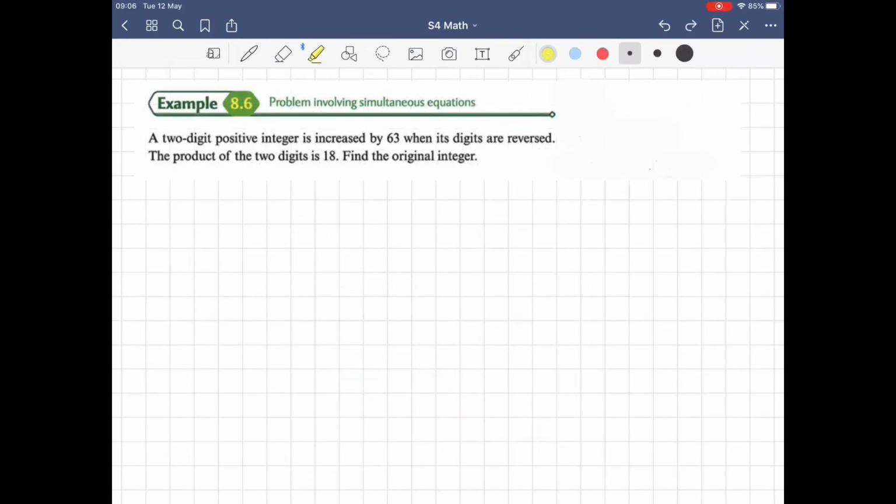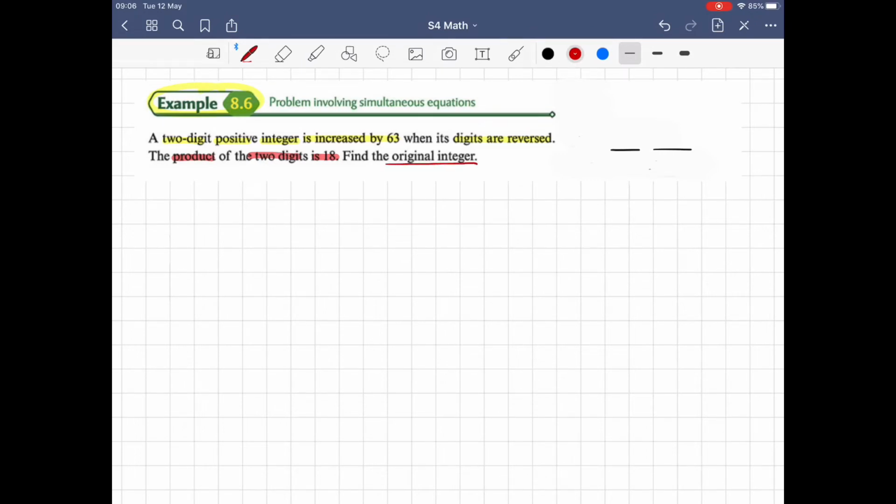So let's take a look at the second example, example 8.6. In the question, there is a 2-digit positive integer. Okay, so I will mark down 2-digit here. And the question said, when its digits are reversed, the number is increased by 63. For the next sentence, it stated that the product of the two digits is 18, and it asks you to find the original integer.